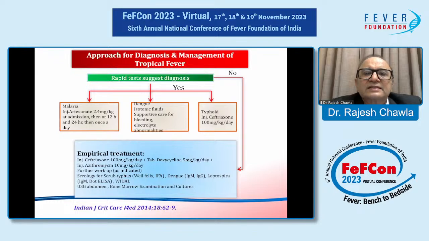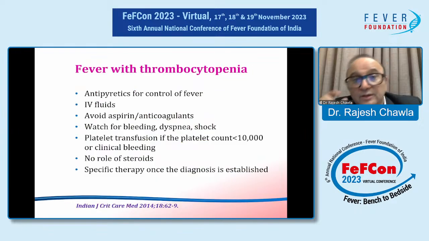Then the rapid test has given you the diagnosis. If it's malaria, you treat like that. Dengue, you treat like that. Typhoid, you treat like that. If it has not given you a diagnosis, and you think it is probably a tropical fever, you do not have any other source, you have not identified any source of infection, and you feel there is a possibility of tropical fever, then you need to cover empirically. And what do you give? Ceftriaxone, doxycycline, which will cover scrub typhus and others, and azithromycin. This would be the ideal combination in these patients. And then further workup, as you get the reports, ultrasound, bone marrow, the serology, and then you de-escalate the treatment in your patients.